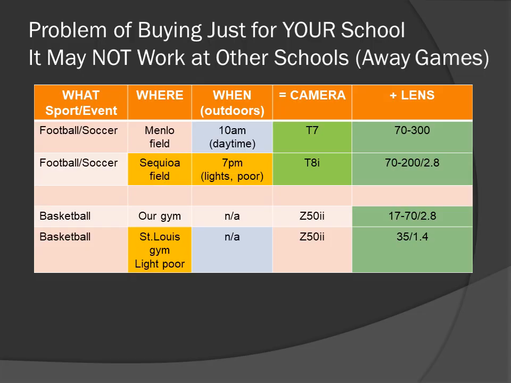Similarly, for basketball, our gym, we can use a Z50 Mark II and a 17-70 2.8. But at St. Louis Gym, the light is poor. Instead of the 17-70, we need to use a 35 1.4, the fast prime.